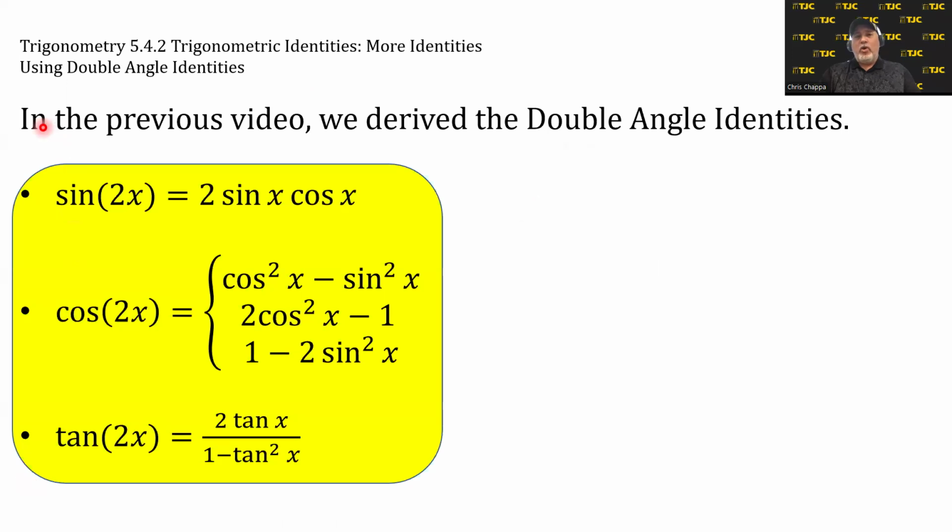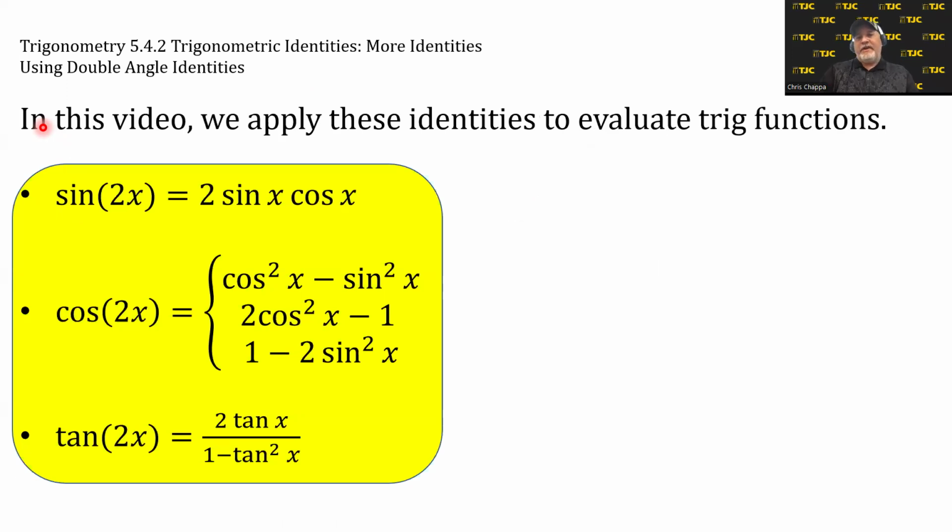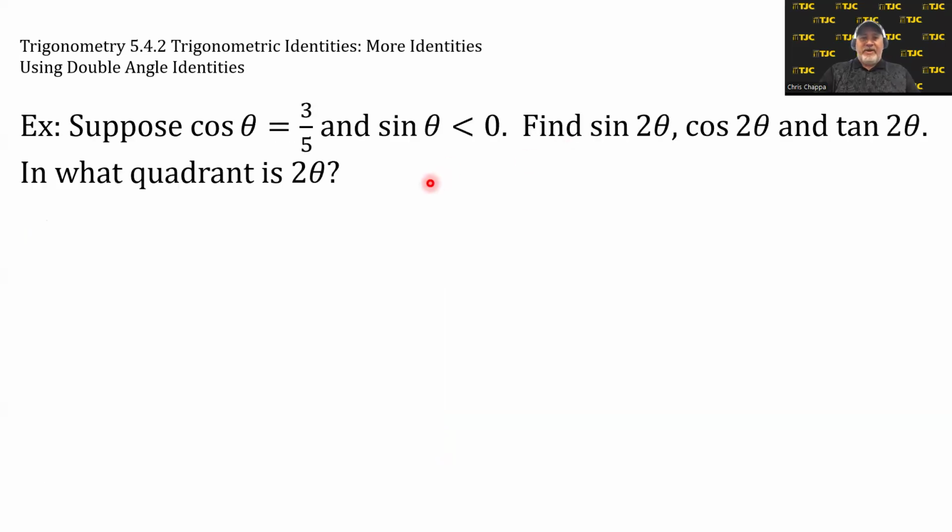In the previous video, we derived the double angle identities. Here they are. In this video, we apply these identities to evaluate trig functions. For example, suppose cosine of theta is equal to 3/5 and sine of theta is less than 0. Find sine of 2 theta, cosine of 2 theta, and tangent of 2 theta. In what quadrant is 2 theta?